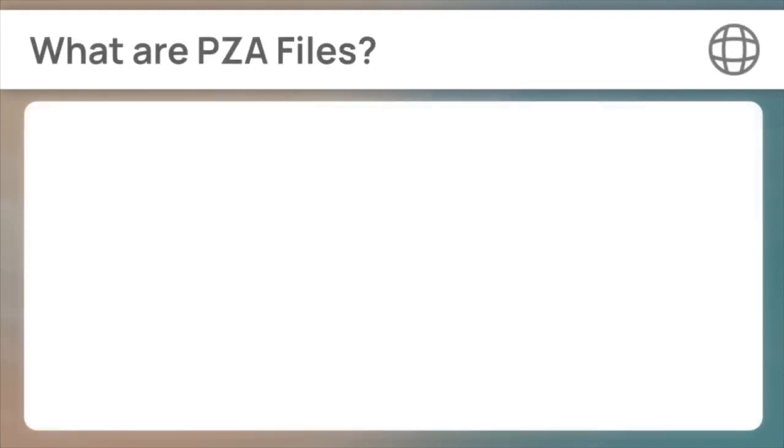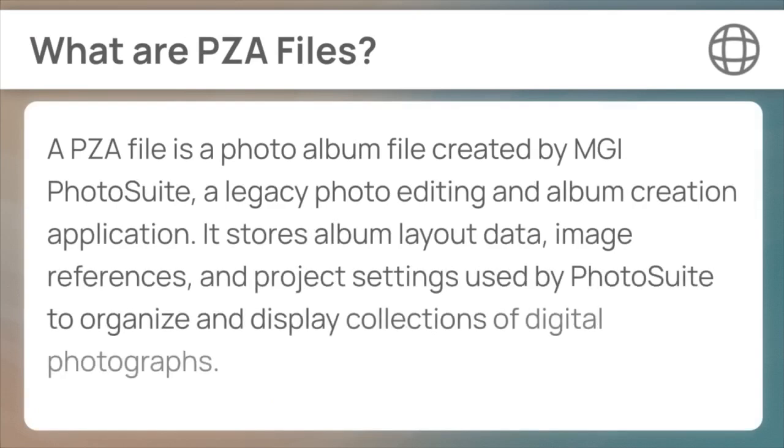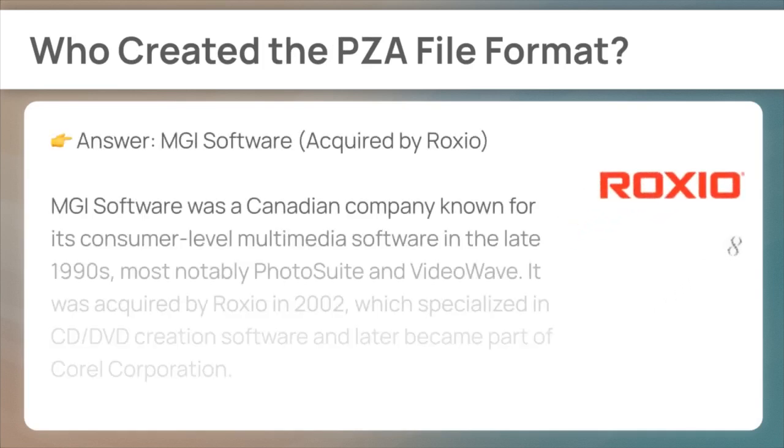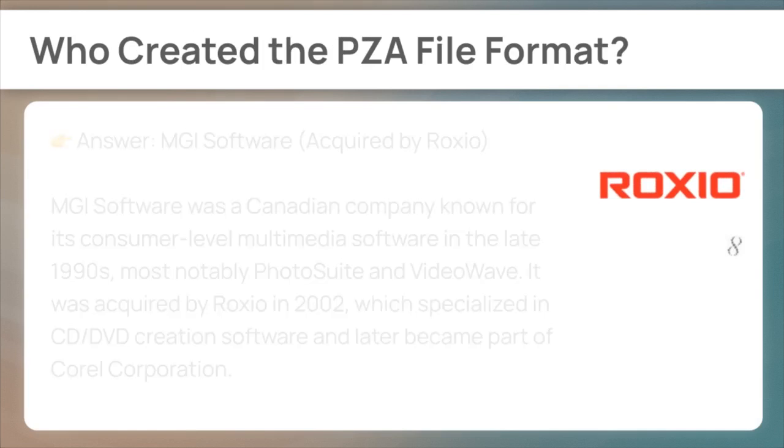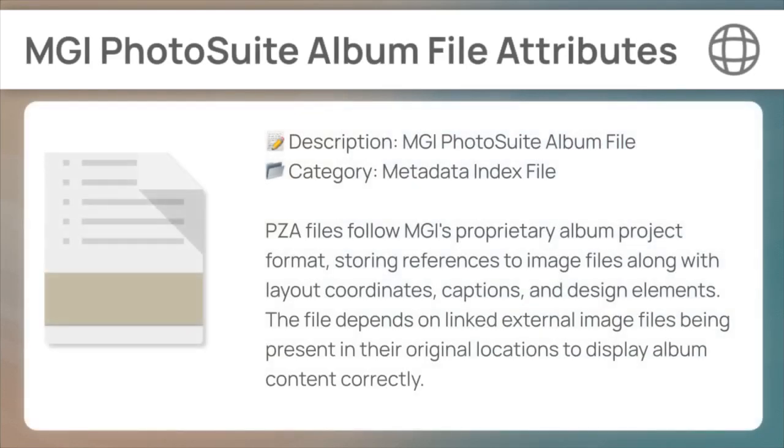A PZA file is a photo album file created by MGI PhotoSuite, a legacy photo editing and album creation application. It stores album layout data, image references, and project settings used by PhotoSuite to organize and display collections of digital photographs. PZA files follow MGI's proprietary album project format, storing references to image files along with layout coordinates, captions, and design elements. The file depends on linked external image files being present in their original locations to display album content correctly.